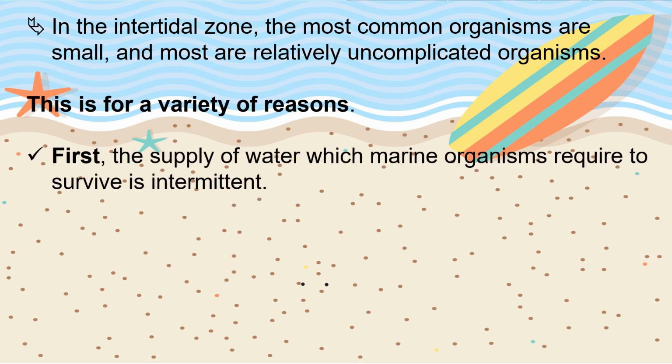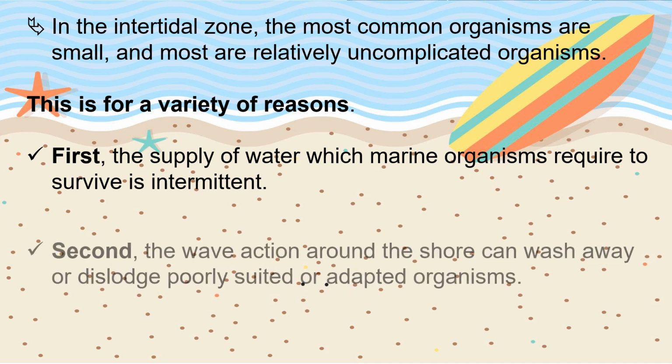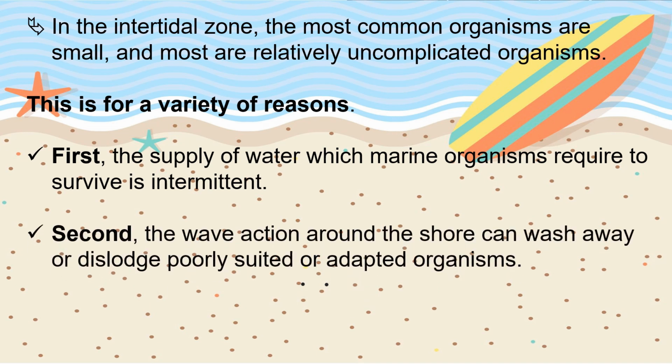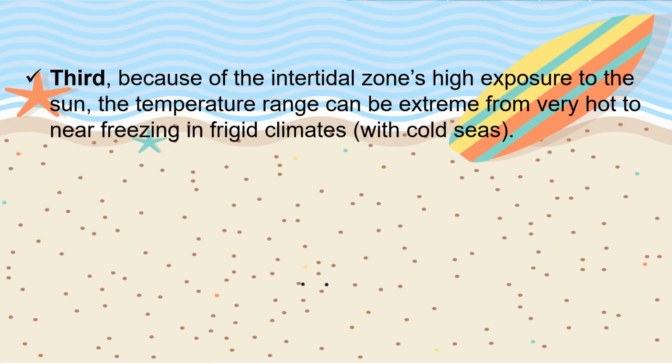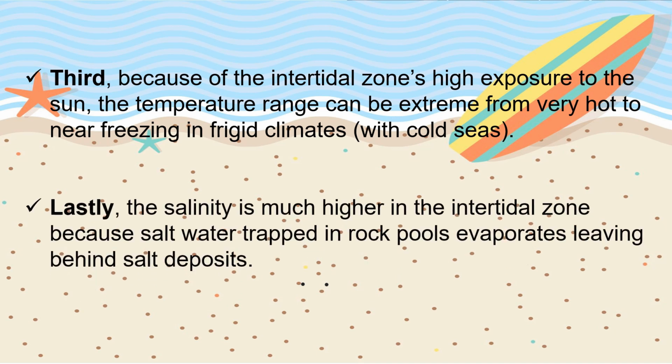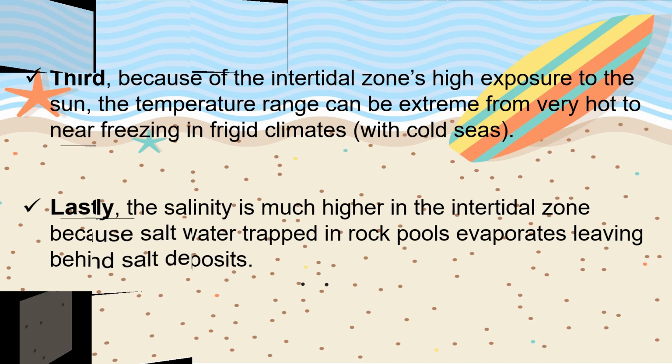First, the supply of water which marine organisms require to survive is intermittent. Second, the wave action around the shore can wash away or dislodge poorly suited or adapted organisms. Third, because of the intertidal zone's high exposure to the sun, the temperature range can be extreme, from very hot to near freezing in frigid climates with cold seas. Lastly, the salinity is much higher in the intertidal zone because salt water trapped in rock pools evaporates, leaving behind salt deposits. That ends our video lesson.